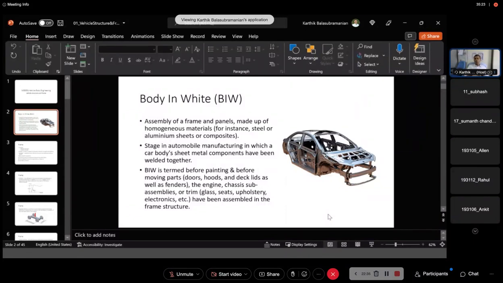Why is it called body in white? Usually these are sheet metals spot welded together and stressed and joined together. Conventionally it is painted white in color. Now they use a silver paint or a different kind of paint, but usually it comes in white color. That's why the term has evolved as body in white. Whatever you are seeing on the screen represents this frame. This is called body in white.